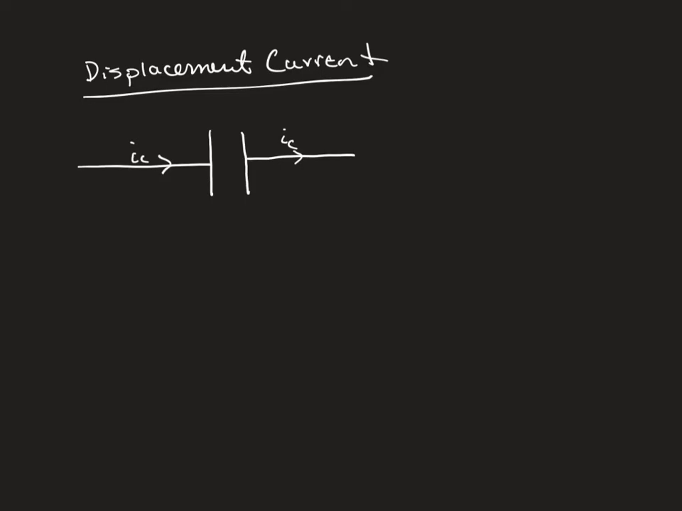So if we go to apply Ampere's law, and Ampere's law states that the integral of B dot dl is equal to the magnetic constant times the current enclosed. So that means that whenever I draw a circle around here, the current enclosed is equal to IC. So IC is equal to the current enclosed.